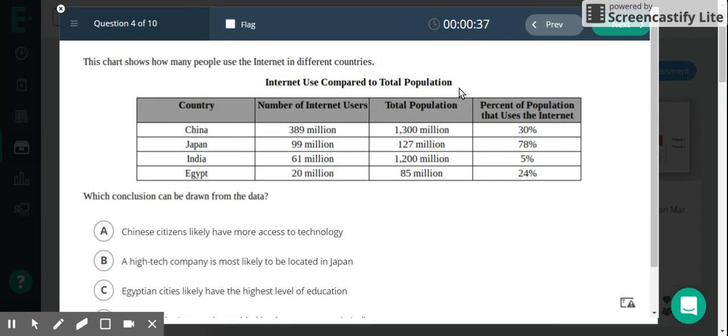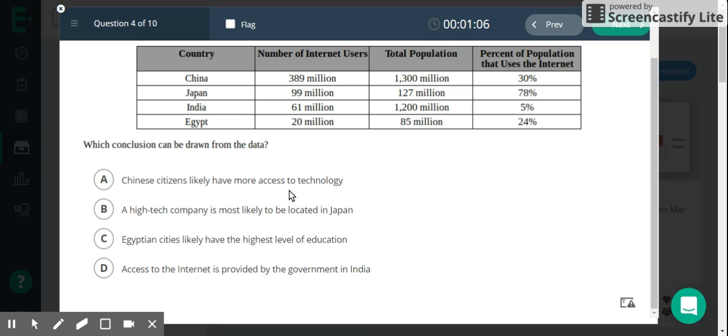But if you look at all of these three columns, then that will give you some different information. So China, yes, they have the most number of internet users, but they also have by far the most population, at least more than Japan and Egypt. And this would be the best column to look at because it says percent of population that uses the internet. Well, China's only got 30% of their population using the internet. So when it says Chinese citizens have more access to technology, if only 30% use the internet, that's not true.